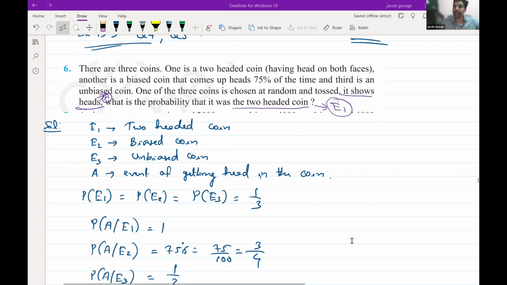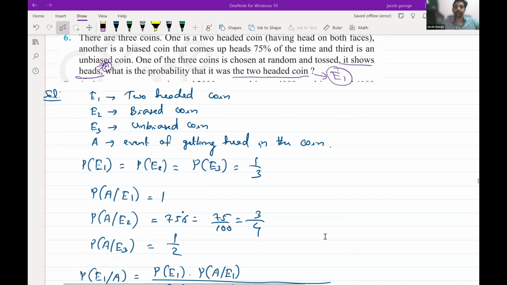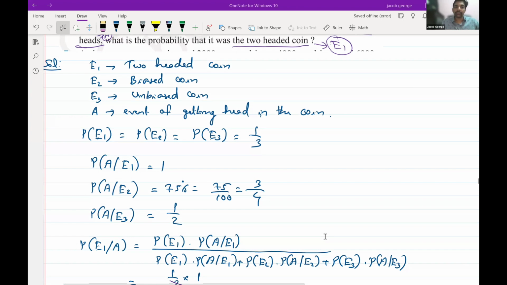Next, P of A given E2. Same way you have to take the word meaning. A means event of getting head given that it is from the biased coin. In biased coin, 75% of the time head appears, which means 75%, that is 75 by 100 or 3 by 4. Clear? P of A given E2 is 3 by 4. Same way, P of A given E3. A is getting head given that it is from unbiased coin. In unbiased coin, probability of head and tail are equal, same. So that is 1 by 2. P of A given E3 is 1 by 2.